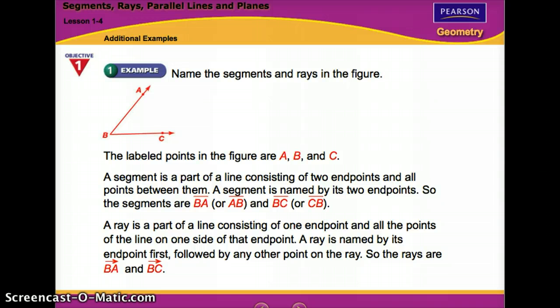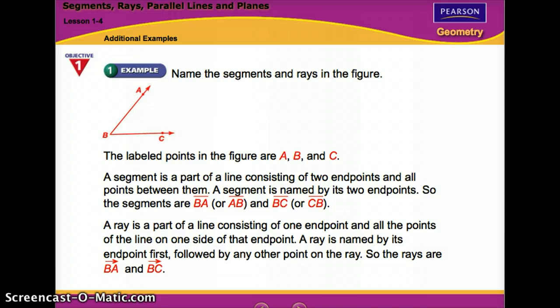When we name rays, however, it is important that we start with the endpoint, the one without the arrow, when we write it first. So ray BA is not going to be the same thing as ray AB. So the two rays that are shown in this example are ray BA and ray BC. We always write the ray with the arrow pointing to the right when we write it down on paper.